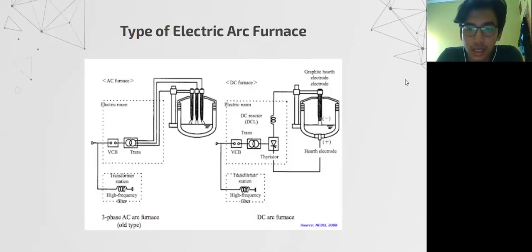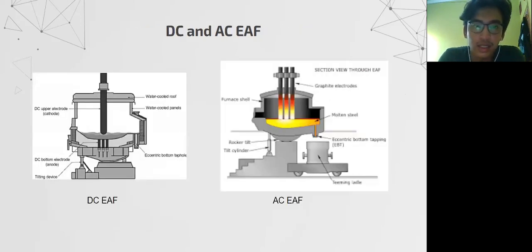Okay, this is the types of electric arc furnace. Basically, the electric arc furnace is divided into two, namely the direct current electric arc furnace and the alternating current electric arc furnace. This is a picture of the DC and AC electric arc furnace. There are some differences between them. The DC electric arc furnace uses one graphite electrode, and the AC electric arc furnace uses three graphite electrodes.